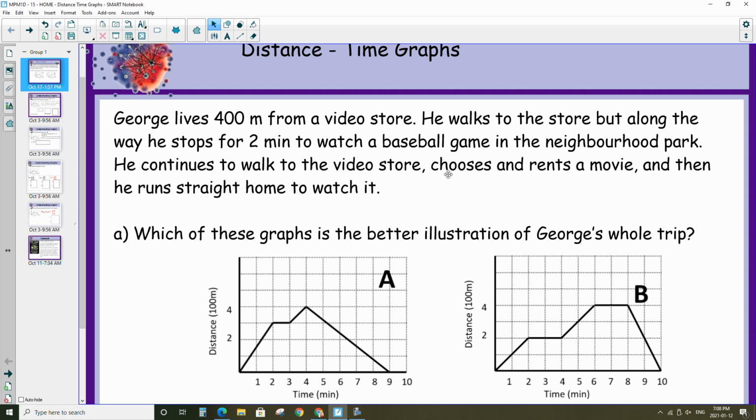He continues to walk to the video store, chooses and rents a movie. So he continues walking. This section here means he's renting the movie, and then he runs straight back home to watch it. So it's going to be graph B for that one. So we'll just circle it.